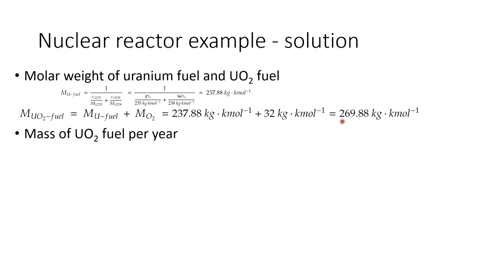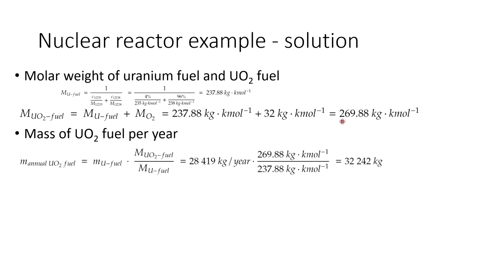And now we can use this to get the mass of the ceramic fuel per year, which is the required mass of the uranium fuel multiplied by the ratio of the molar weight of the ceramic fuel over just the fuel contents of the uranium isotopes. So we get 32 tons per year.